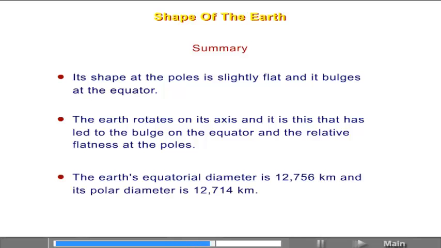The Earth's equatorial diameter is 12,756 km and its polar diameter is 12,714 km.